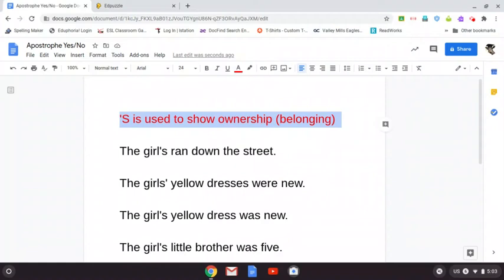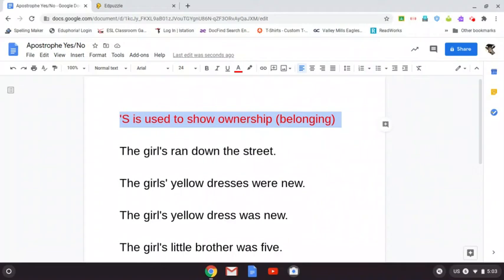So if I say that she is Jason's friend, that doesn't mean that Jason owns the friend. She just belongs to his friend group. So it's really more accurate to say that apostrophe S is used to show belonging. But if you hear me say ownership, that's just a bad habit I'm working on. So hopefully you can help remind me and tell me, no, that should be belonging, Miss Schoenfeld.